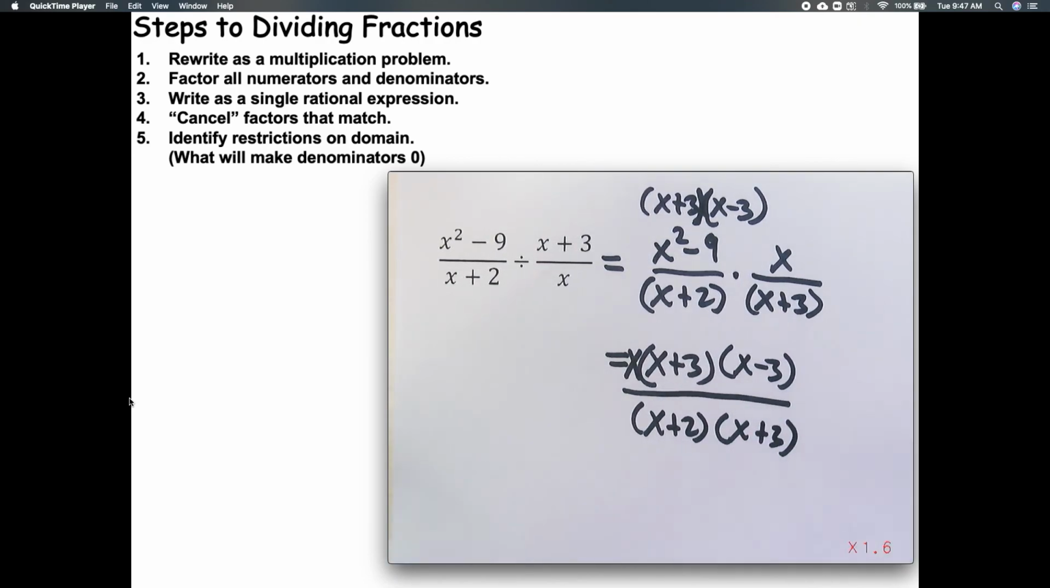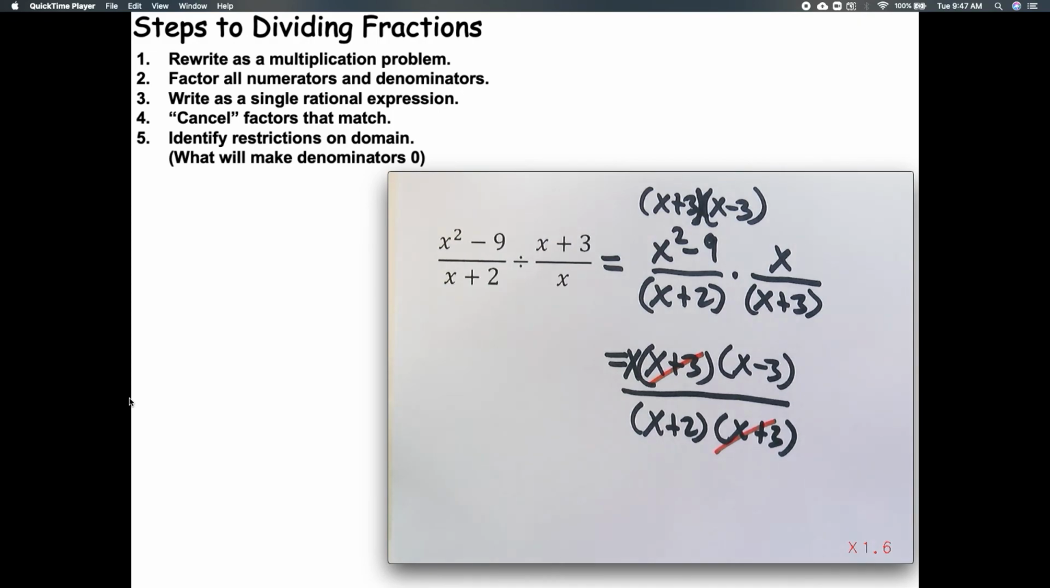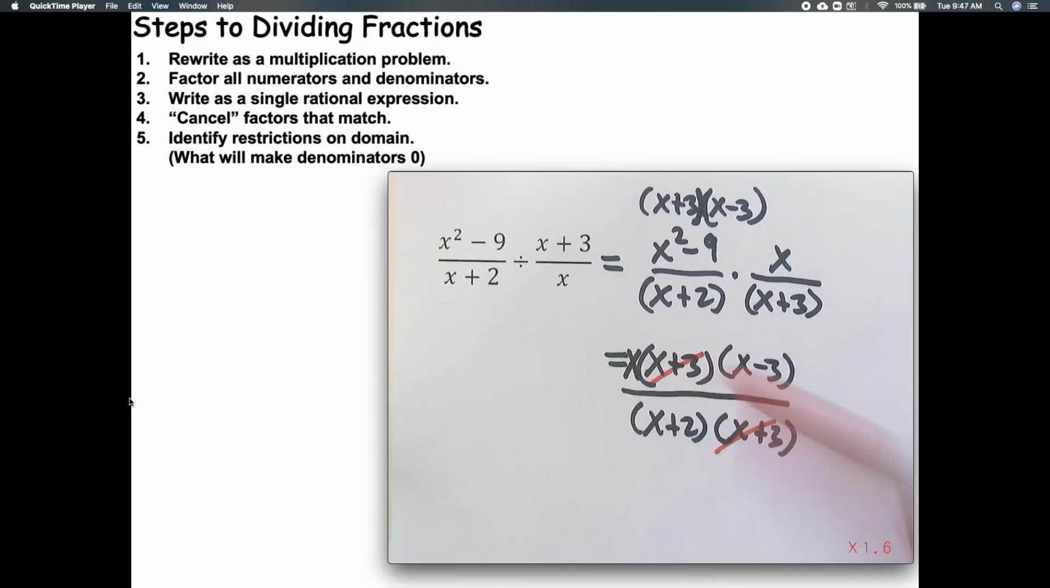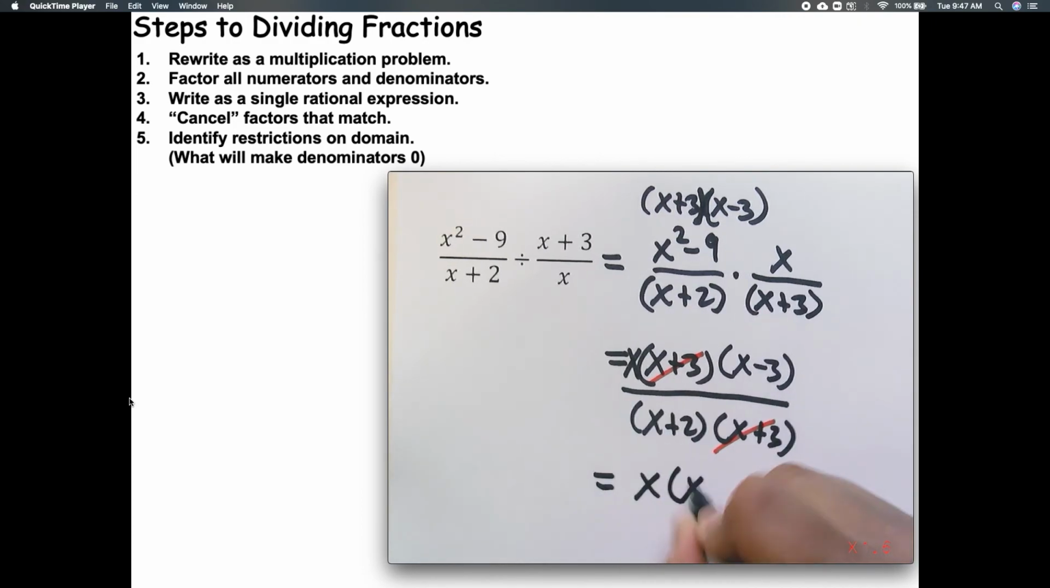All right, so let's start canceling off. So we got our x plus 3's go away. And that is it. I can't take this x and cancel it with this one because this is part of a group. Remember, you're not supposed to take off pieces of groups. Okie dokie. So we got x minus 3, and we have an x plus 2 on the bottom.